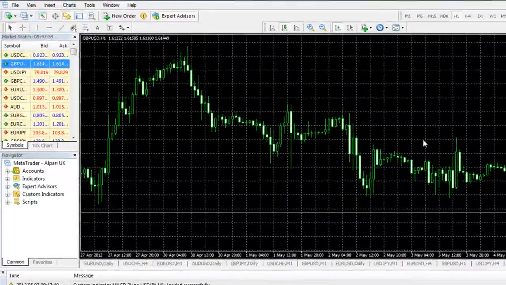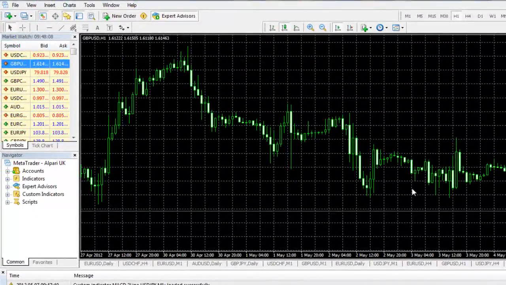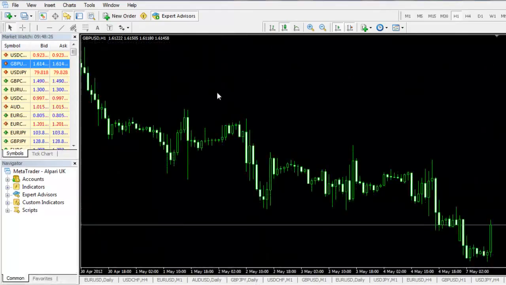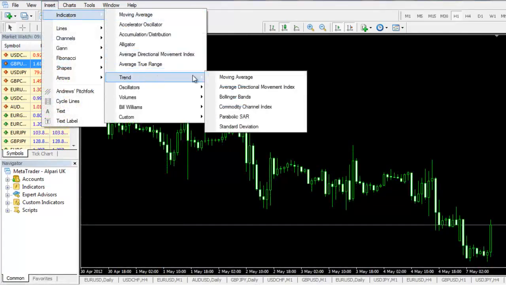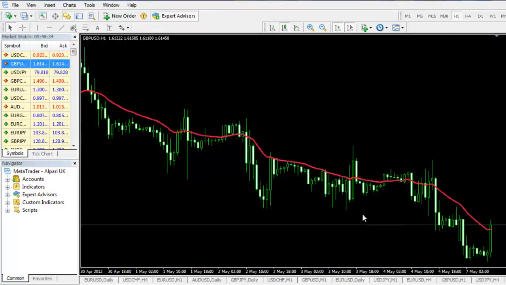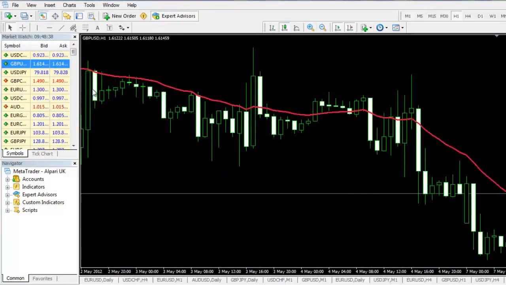Okay, here is my MT4 platform. Here I have a GBP USD on a time frame of 1 hour. I'll just go and set it to look nice. Also we'll add here a 21 exponential moving average. We'll zoom in a little.